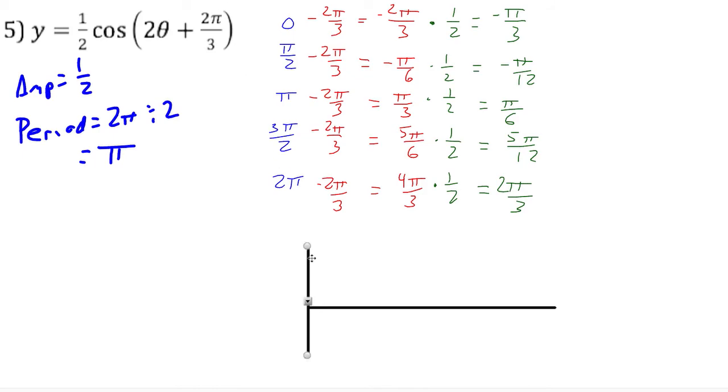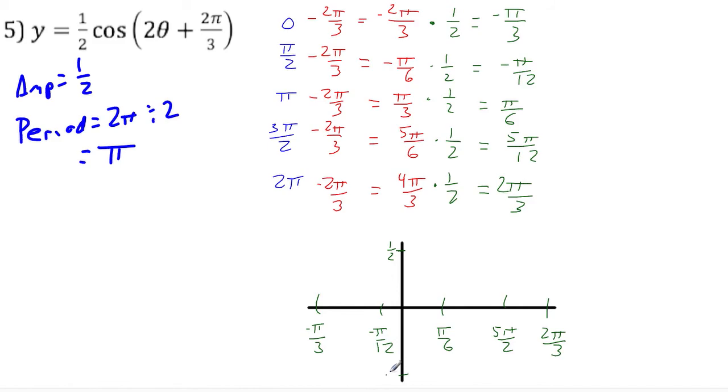Again, notice that I go into negative territory. So I plot these 5 x values, and I'll worry about the y axis later. So negative pi over 3, negative pi over 12, pi over 6, 5 pi over 12, and 2 pi over 3. That y-axis is going to be closer to negative pi over 12 than it is to 5 pi over 6. So it's probably going to be, I don't know, about there. If I'm looking at this y-axis to be an amplitude of 1 half, I'm going to go up to positive 1 half and negative 1 half.